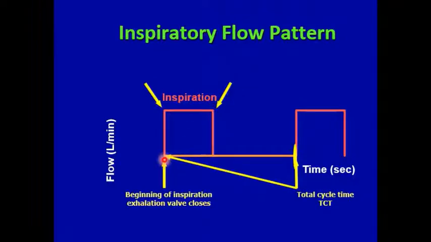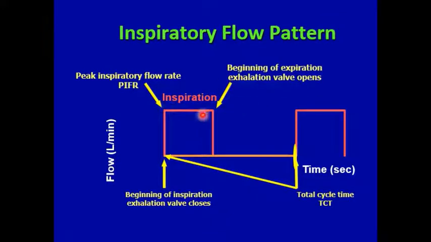So this point is called the peak inspiratory flow rate, that means the maximum flow rate. Usually it is set around 40 to 50 liters per minute, in order to provide adequate flow to the patient. And here, after this inspiration, is the beginning of expiration, and the exhalation valve opens. At this point the exhalation valve opens and the expiration starts. So here you can see this is the expiration.